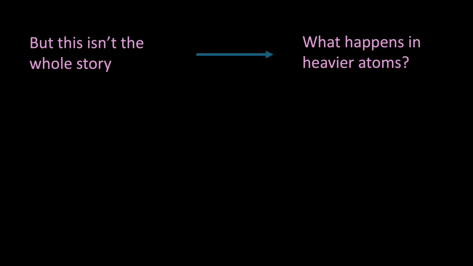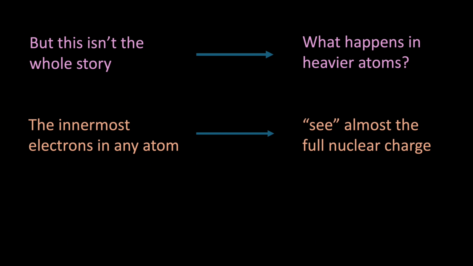But this isn't the whole story. So far, we've only looked at the simplest atom, hydrogen. But what happens in heavier atoms packed with many protons, neutrons, and electrons? The key idea is that the innermost electrons see almost the full nuclear charge. Outer electrons are screened by the rest, but the very first shell has nothing between it and the nucleus.